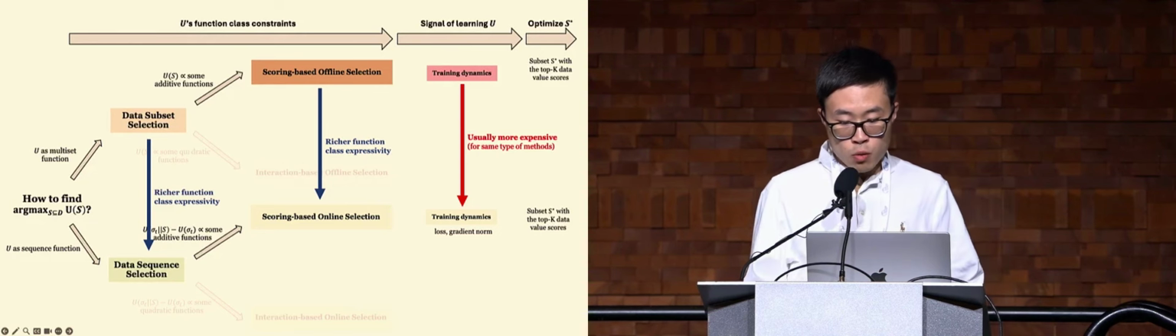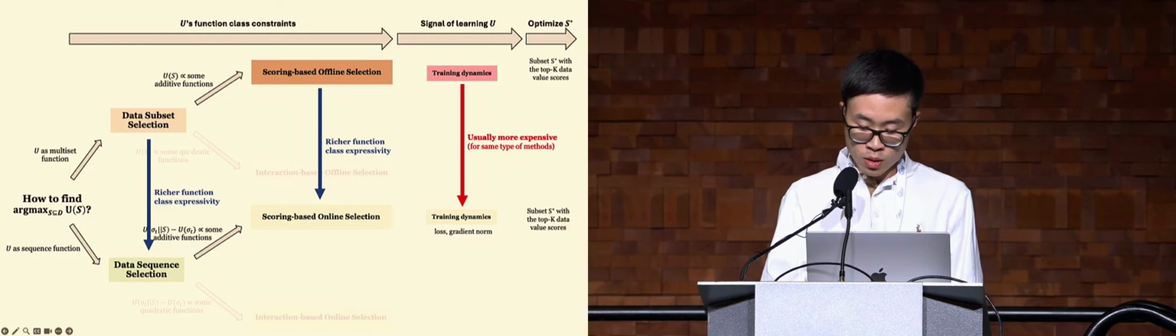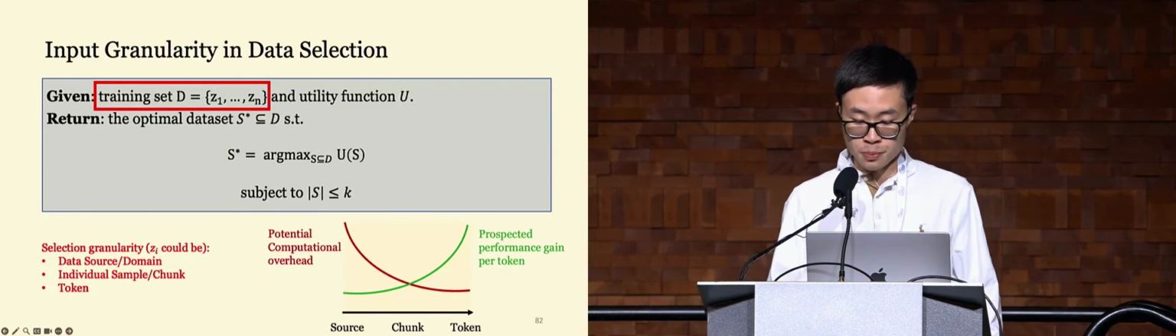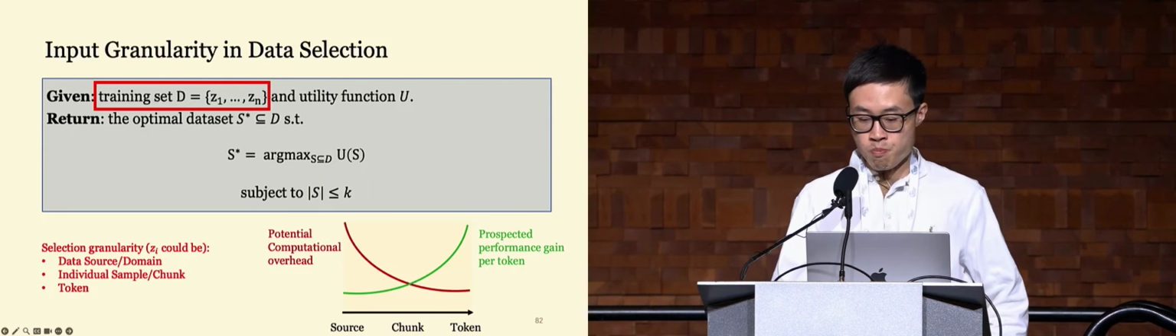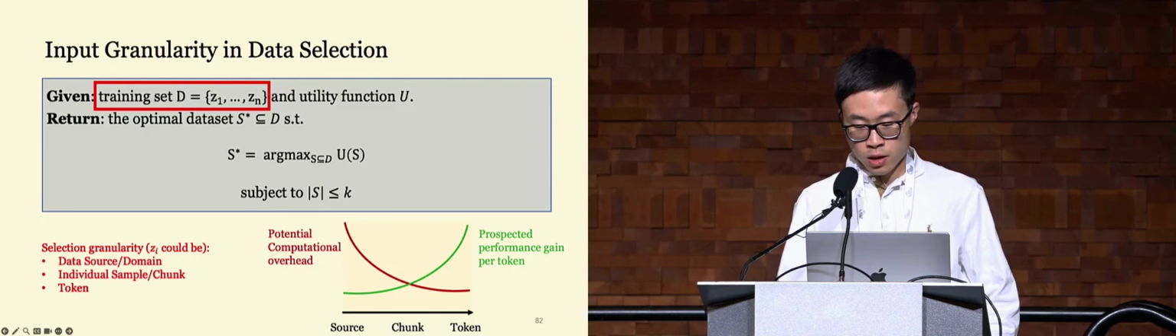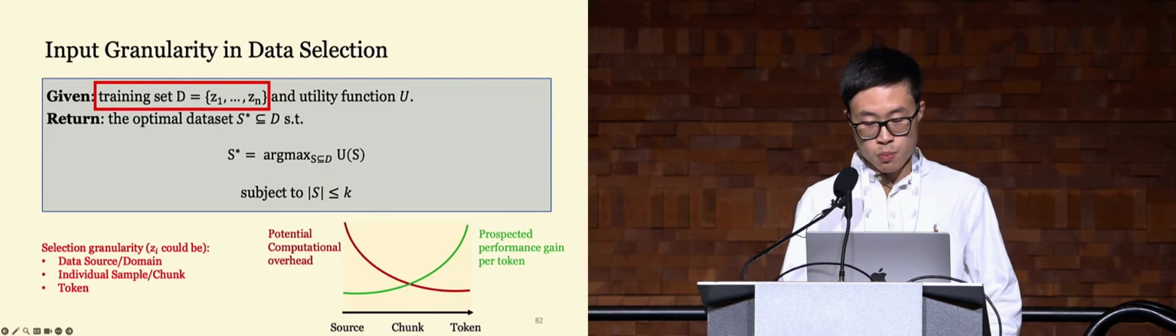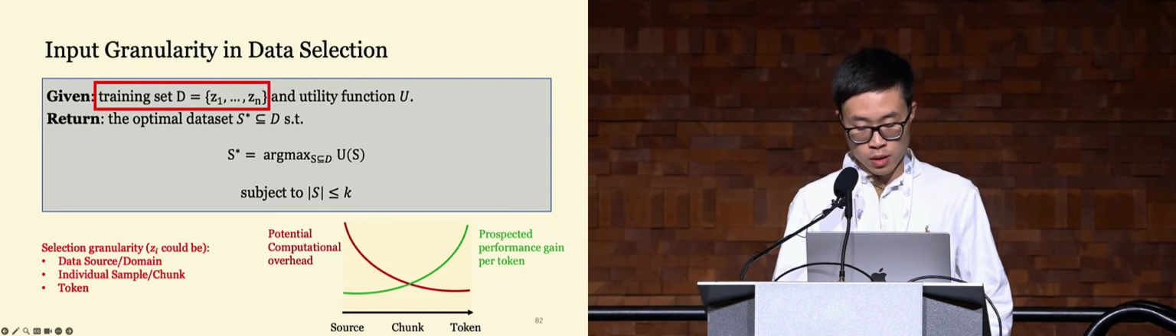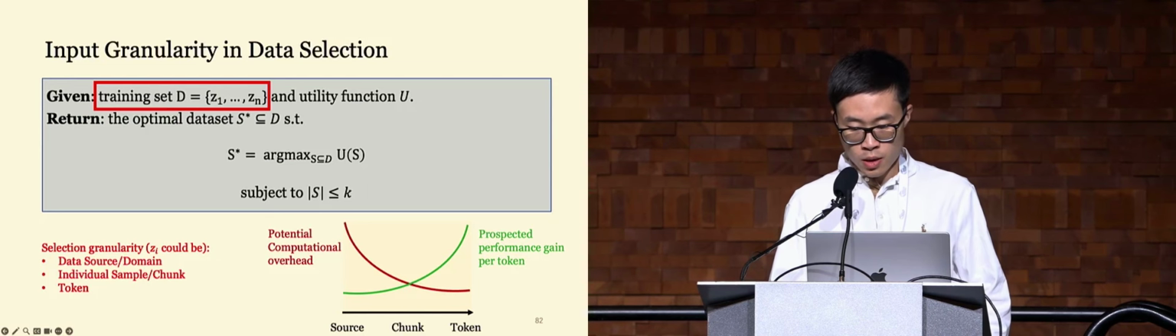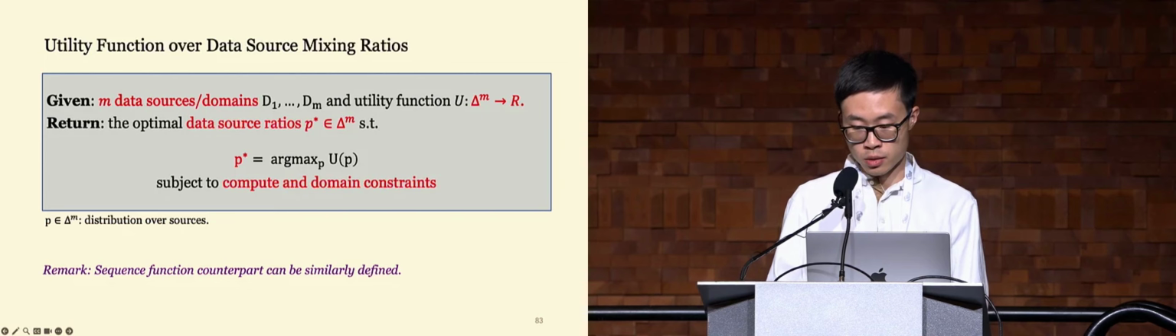So overall, when we expand the utility function from a multi-set to a sequence function, we get more expressive power. So we can capture the order-dependent effects that are crucial in deep learning. And moving from offline to online selection allows us to align better with the utility function. However, online selection usually requires more computation compared with its offline counterpart.